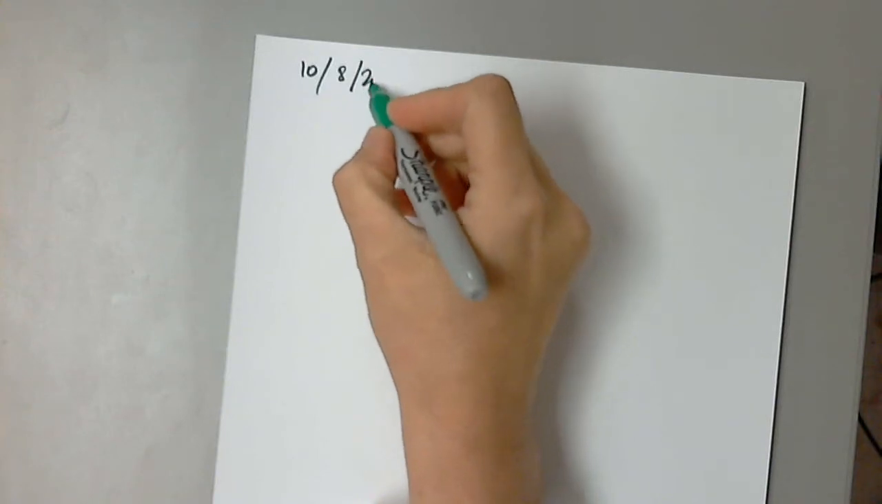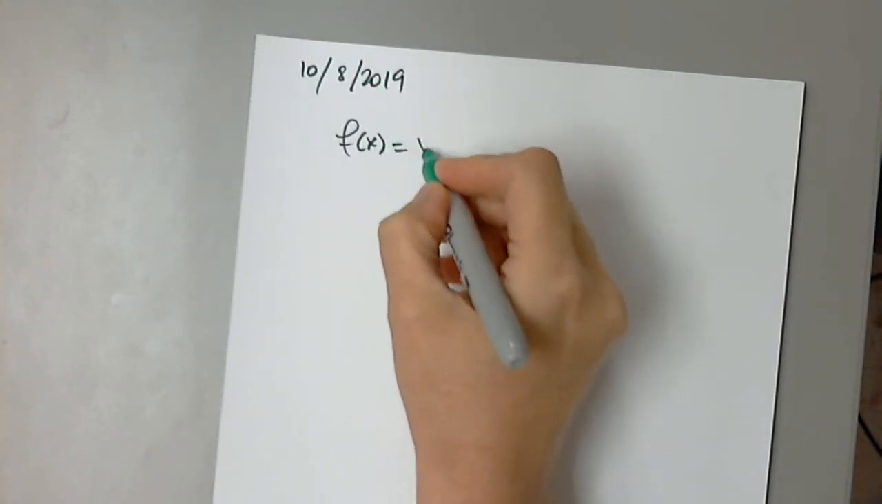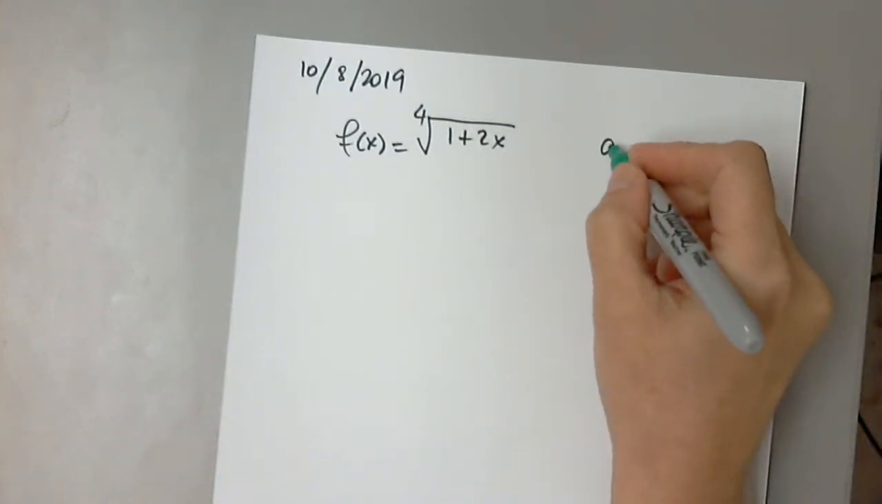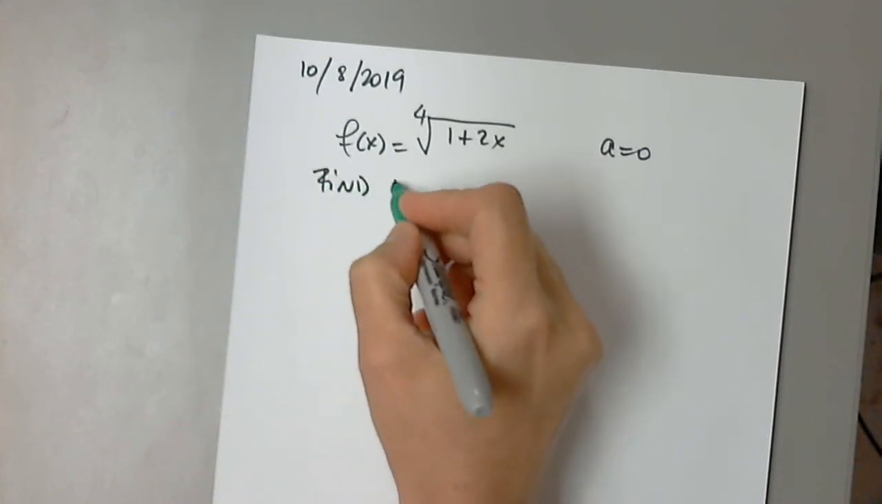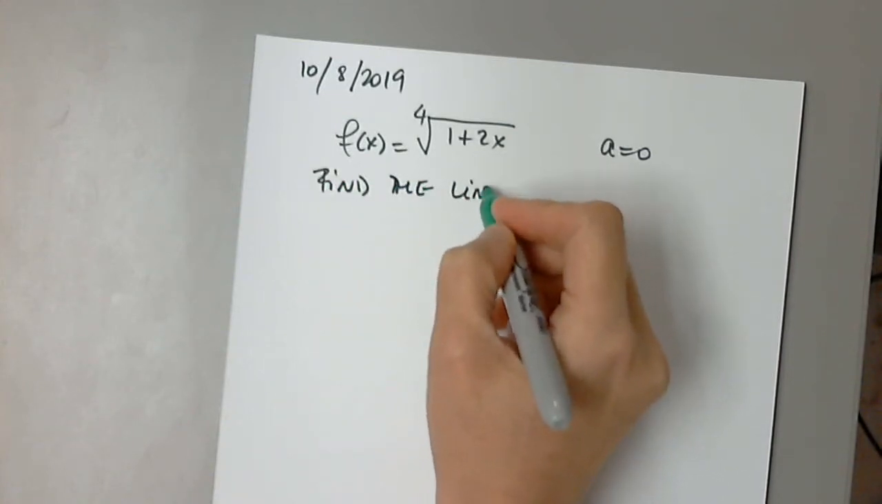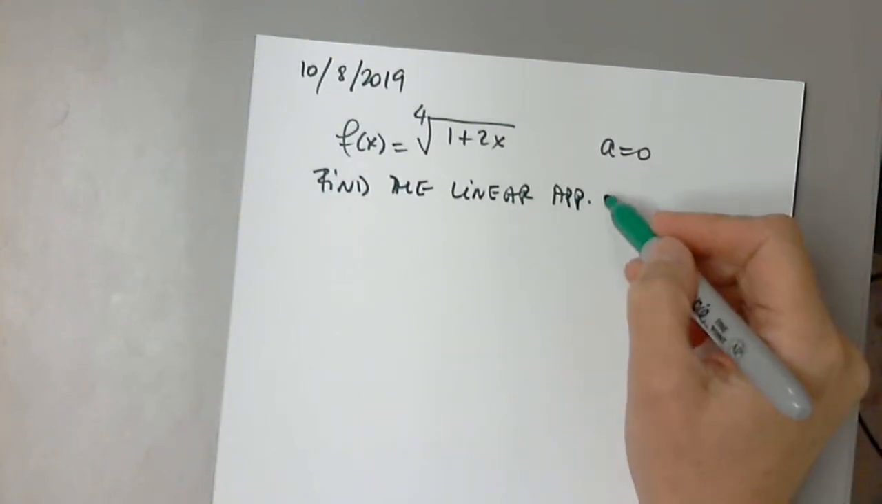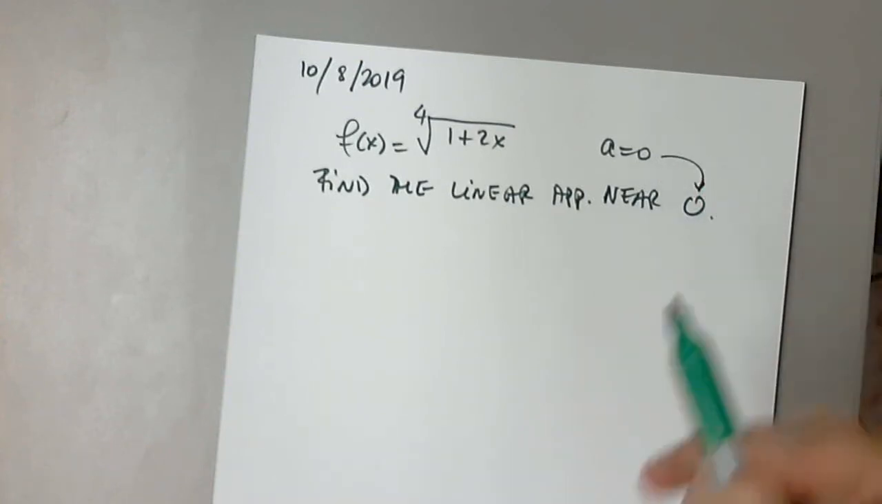Okay, so we're given a function f of x, which is the fourth root of 1 plus 2x, and we are asked to find the linear approximation. Of course, near 0, this, near a.